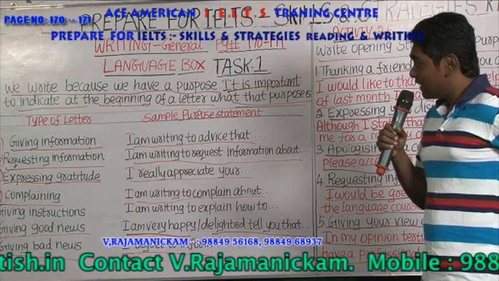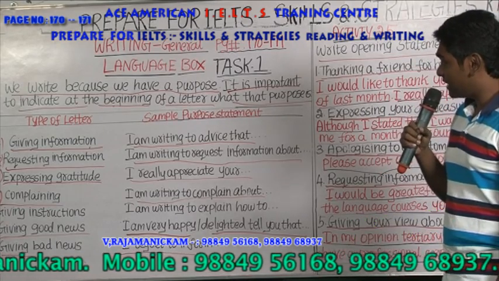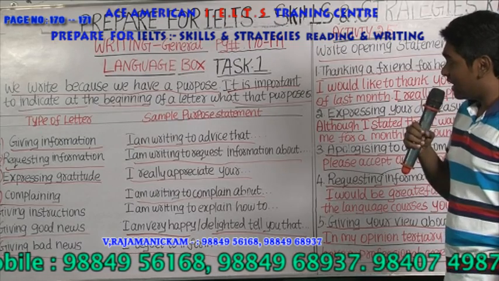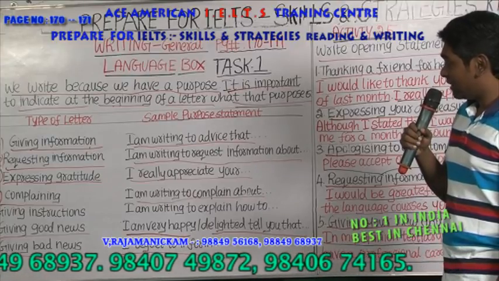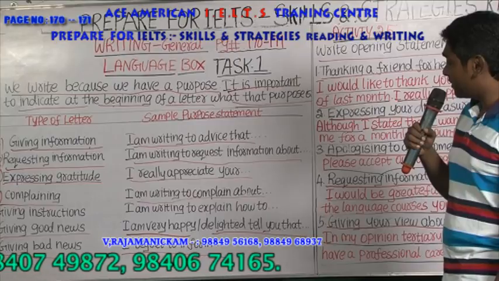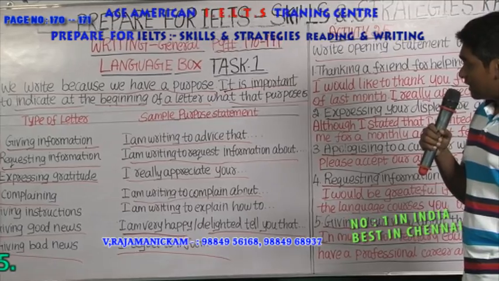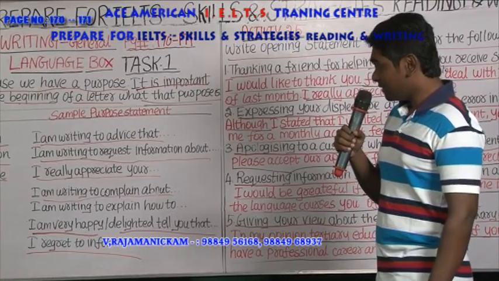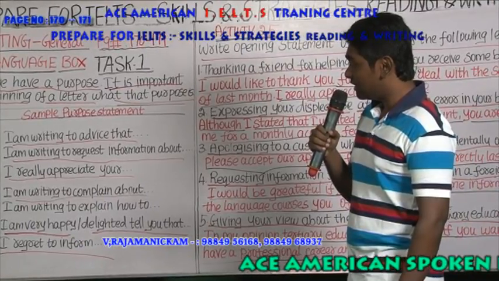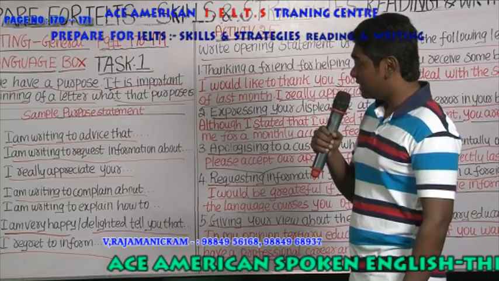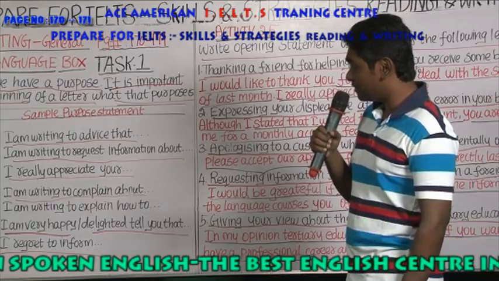The first type is giving information. If we are writing a letter to give information, we have to start with I am writing to advise that something. The second one is requesting information. It should start with I am writing to request information about. The third one is expressing gratitude, which means we should be thankful, and it should start with I really appreciate you. The fourth one is complaining. If you write a letter about complaining, it should start with I am writing to complain about.